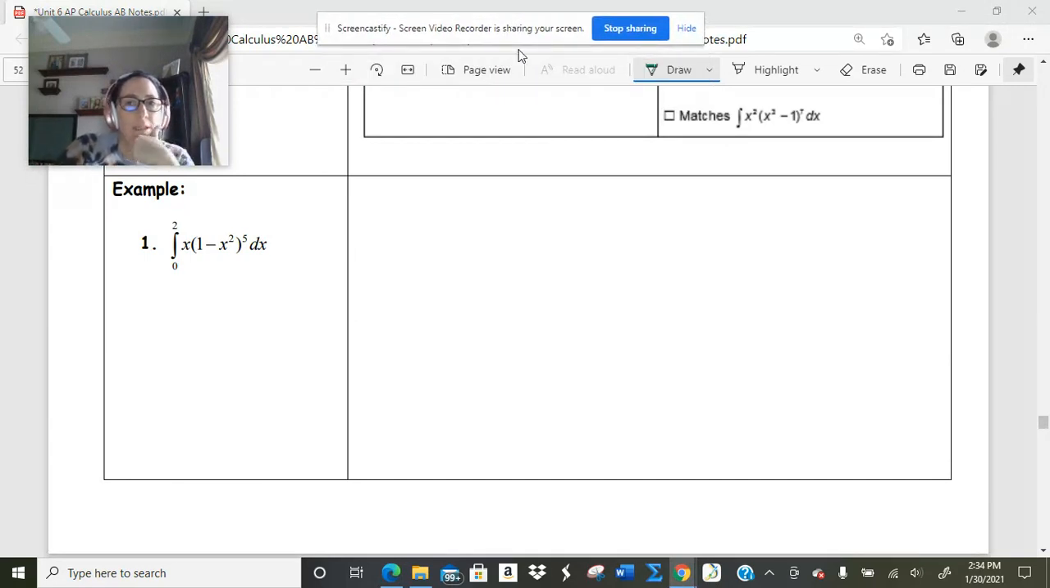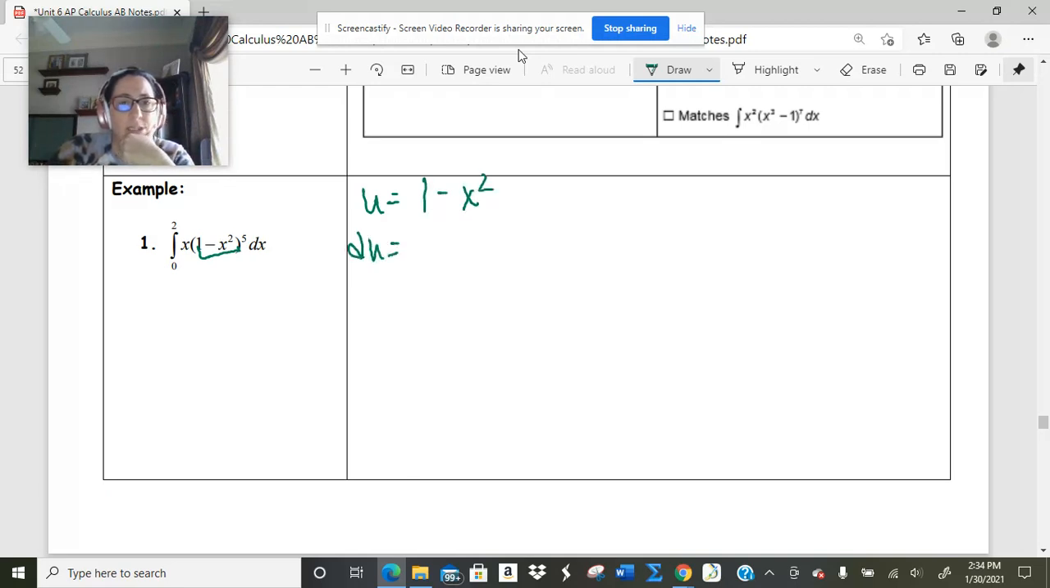Okay, so here I'm going to pick the inside to be my u. I can also see when I take the derivative of the inside, it's going to go from a power of 2 to a power of 1, and I've got a power of 1. That's another little hint for you for the sub. Then I take the derivative of what I just had.